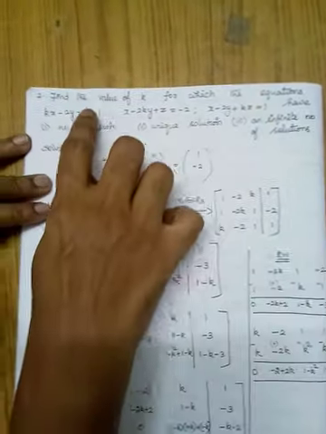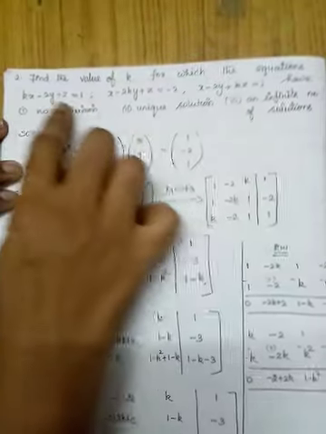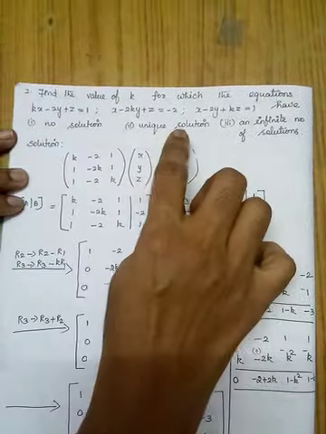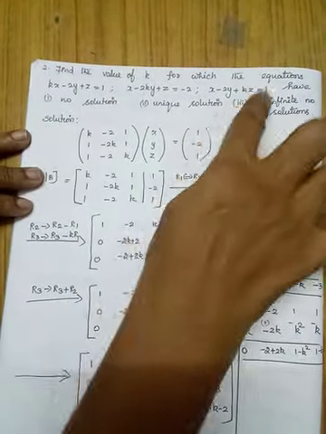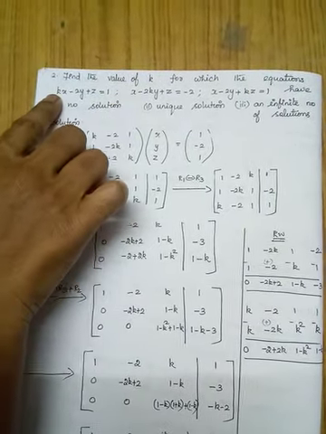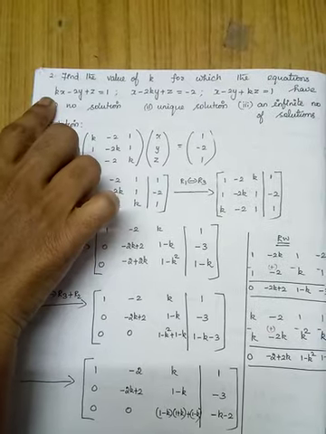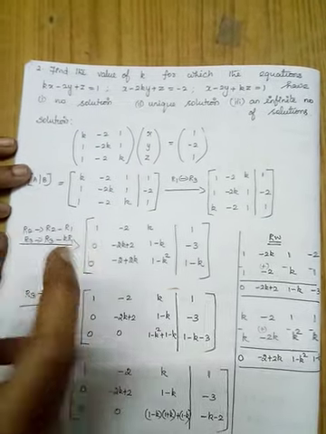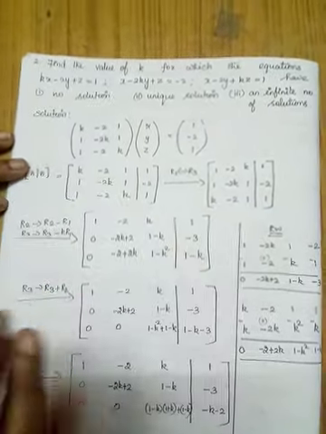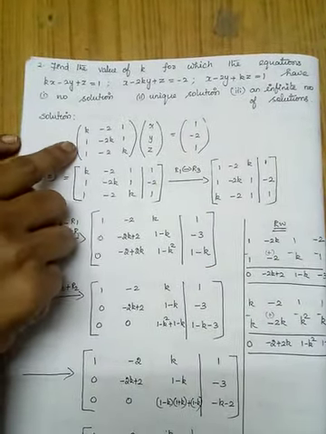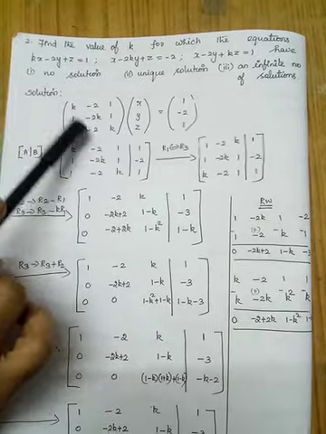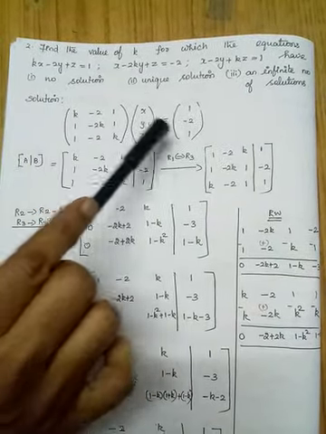So see that, find the values of K for which the equations have no solution, unique solution and infinite number of solutions. You see that here only one parameter is involved, that is K. In the previous problem we saw lambda and mu, so we had to give two values, one for lambda and another for mu, but here you will have only the parameter K.